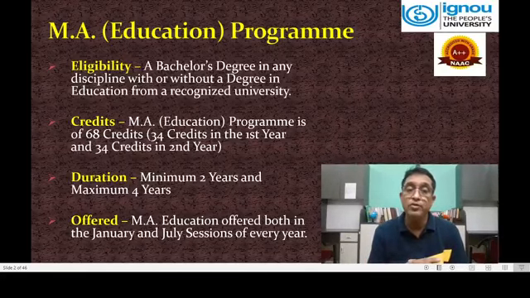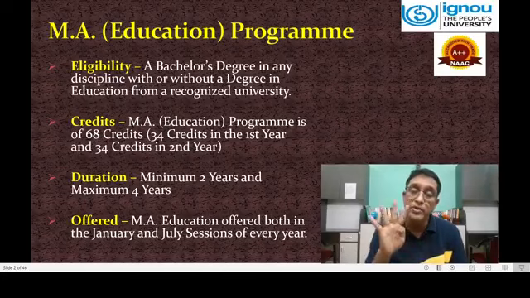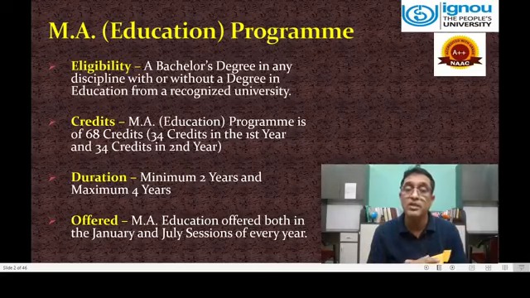The learners have to study 34 credits in the first year of the program and again 34 credits in the second year. The minimum duration of this program is 2 years and the maximum duration is 4 years. You have to complete your program within the maximum duration, that is 4 years. And I am hopeful that you will engage yourself in studies and complete your program within the minimum duration, that is 2 years.